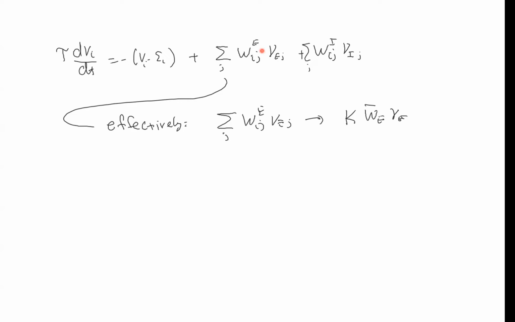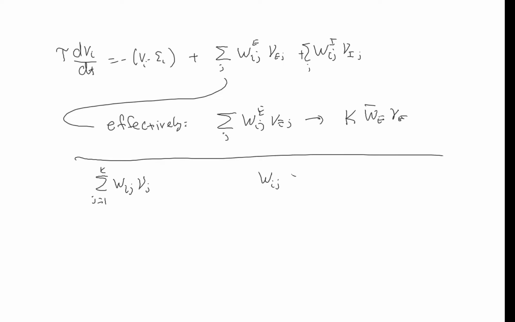Okay, so the question I want to ask now is, can we justify this step? It turns out you can, if you have a large number of connections. So we're going to drop the E subscript and just focus on a simple sum. The sum on j, the K terms in this sum, of w_ij nu_j, where all these w_ij's are positive.